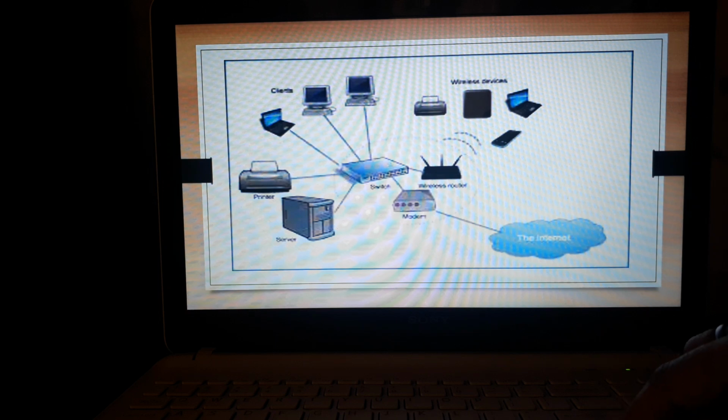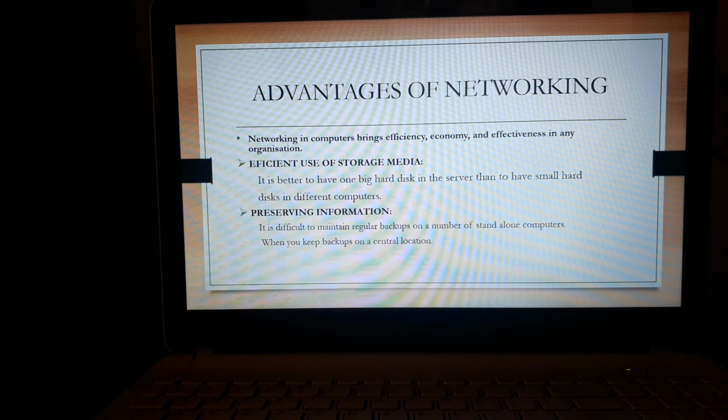Network example of networking system. Now the next one is advantages of networking. There are many advantages. The main advantages which are given in your textbook. Now one by one I will explain. Networking in computers brings efficiency, economy and effectiveness in any organization.